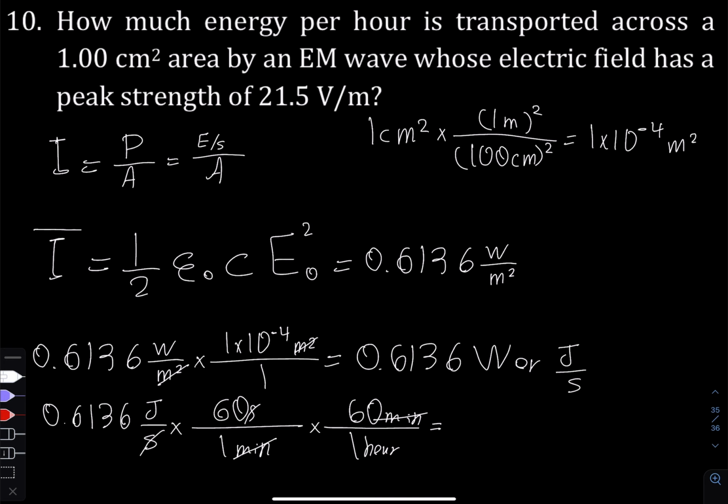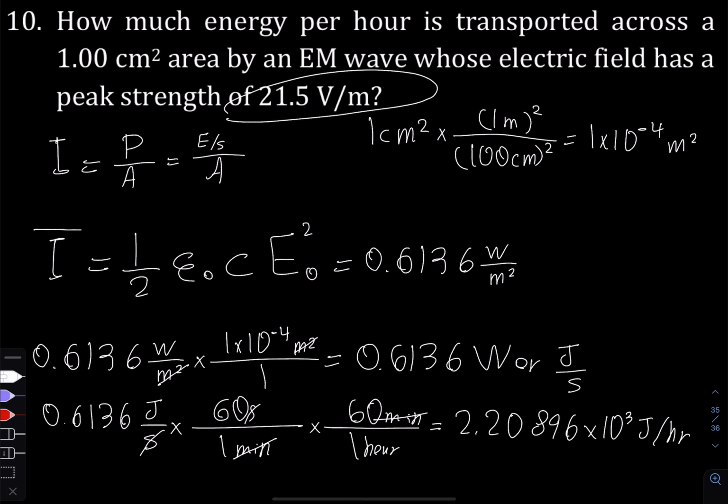So this will be 2.0896 times 10 to the 3 joules per hour. So that's how much energy is being transferred through a 1 centimeter squared area by this electromagnetic wave that has an electric field peak strength of 21.5 volts per meter.